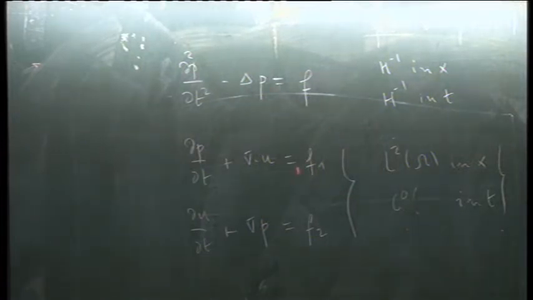But I will understand now the equations in a more classical sense. I said that it would be very classical. So this is an equation that I understand continuous in time. I could weaken that. And L2 in X, because in that case, I can guarantee existence.